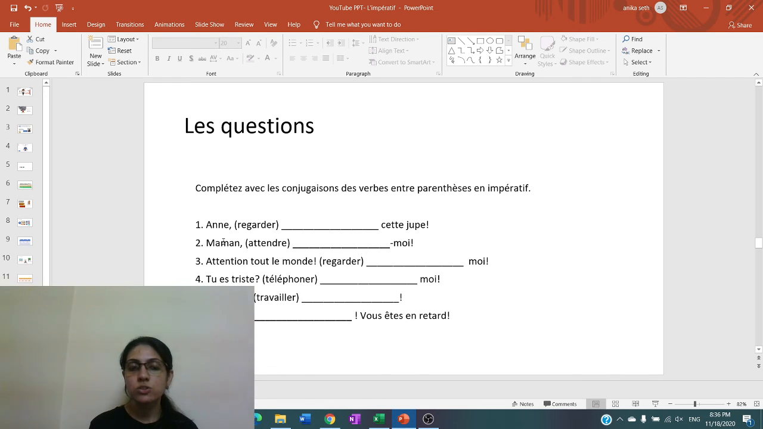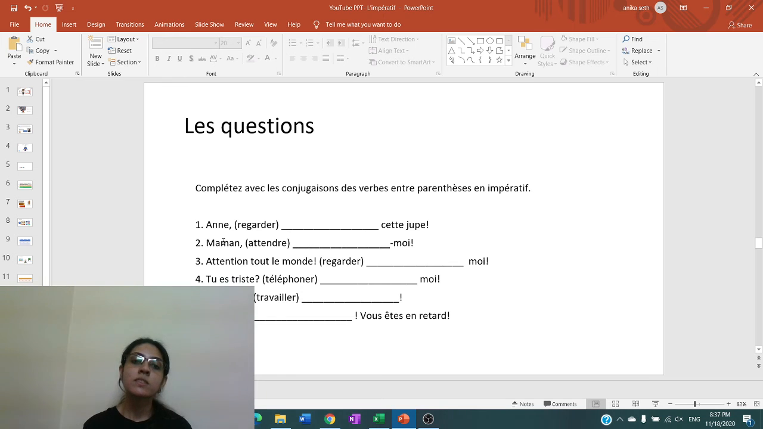Then attention tout le monde, regardez is the verb. Attention tout le monde means you are talking to more than one person. So it should be in the plural form, which means the subject pronoun has to be vous. So regardez-moi.